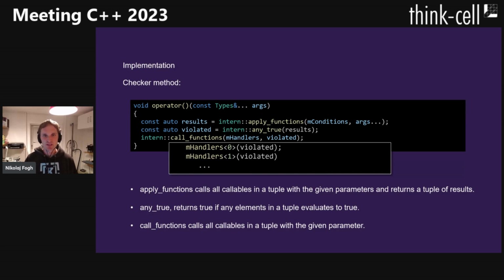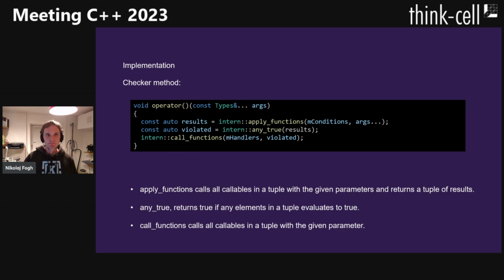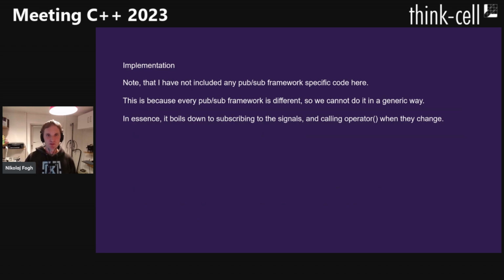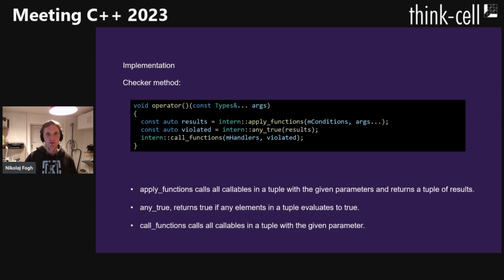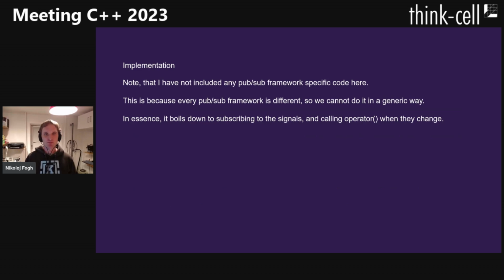There's a bit of template code in those internal functions, but it is definitely doable. Now note, I have not included any of this specific PubSub framework specific code here. Here, we just made the operator paren. In order to tie it into a PubSub framework, you need some logic that subscribes to the signals that you want to monitor, and it should call the operator paren when they change. That's basically what it boils down to. So it's not a huge task actually to do this.